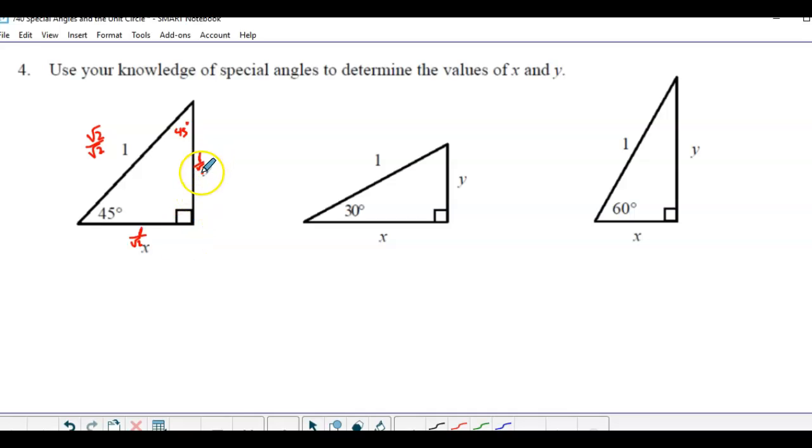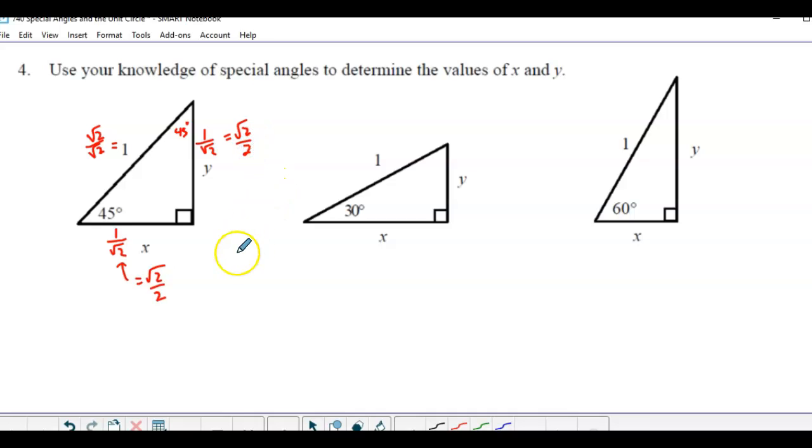So this was 1, now we're dividing by root 2, and this was 1, now we're dividing by root 2. Now we can know what our sine and cosine are of 45: 1 over root 2. If we rationalize, then remember this is equal to root 2 over 2.